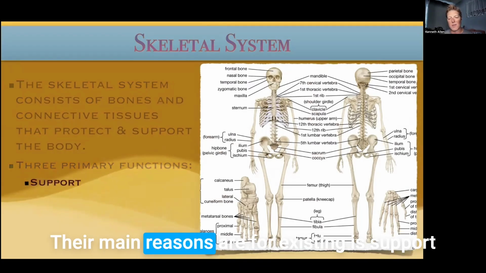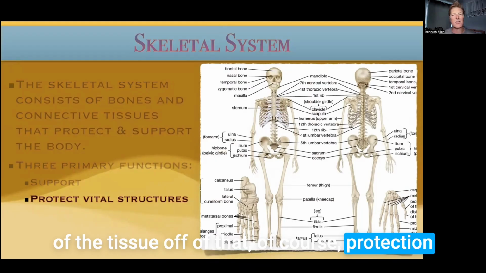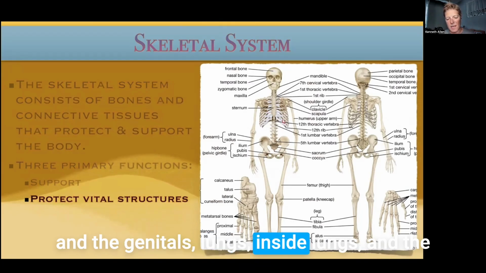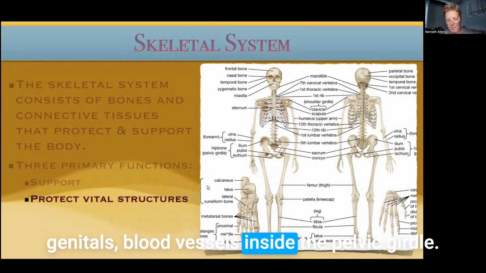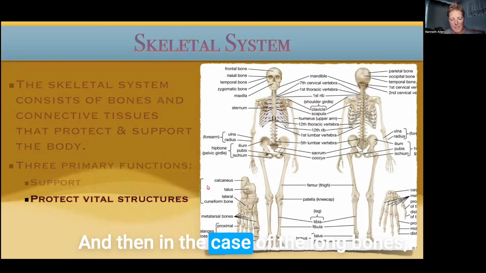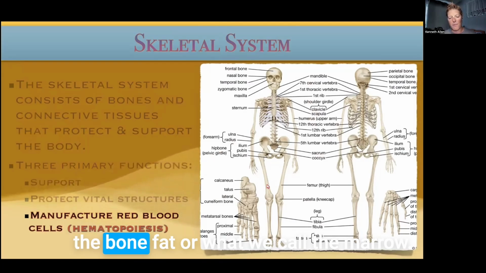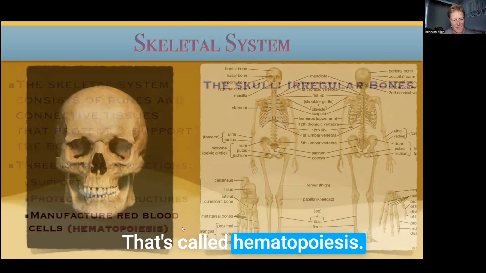Their main reason for existing is support, so that the scaffold can then build the rest of the tissue off of that. Of course, protection of the vital organs, particularly the lungs and the large vessels in the thoracic cavity, and the genitals and blood vessels inside the pelvic girdle. And then in the case of the long bones, red blood cell production occurs within the bone fat, or what we call the marrow. That's called hematopoiesis.